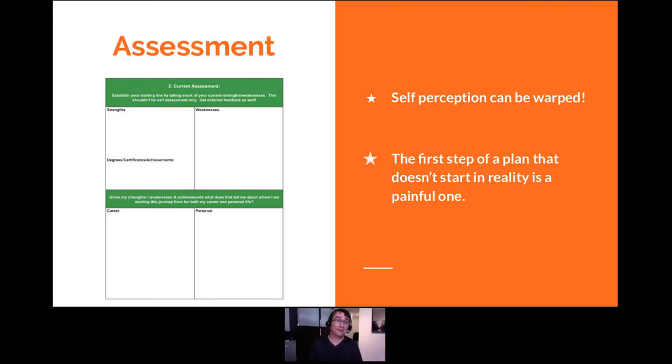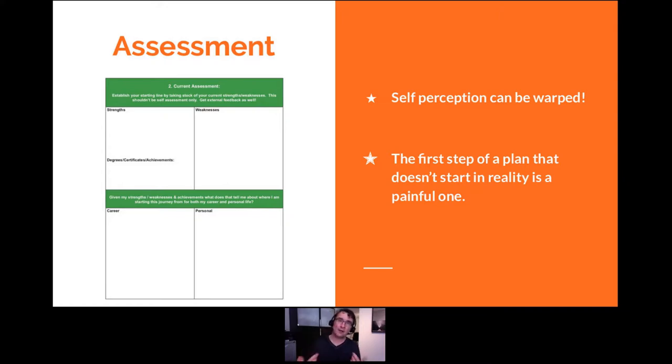To the second point on this slide, the first step of any plan is painful when it's not based in reality. Too often that happens in organizations where they assume someone is at a starting place that they're not. The plan was a good plan, but the reason it failed was it didn't start in the right place. Take some time with these first two steps. Have some fun with them. Don't rush it.